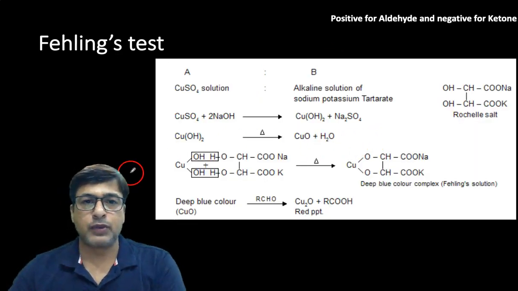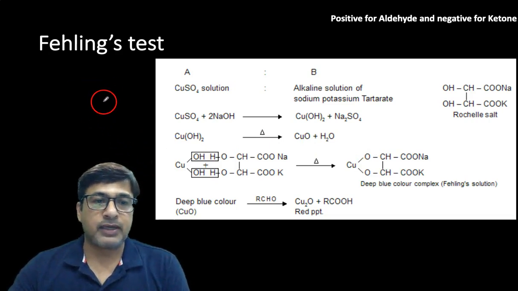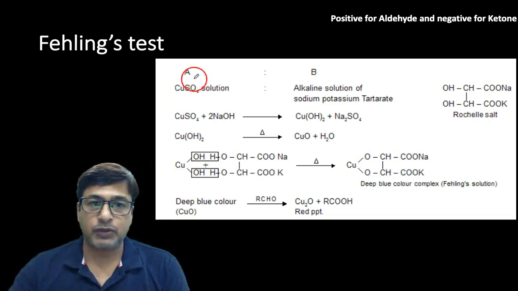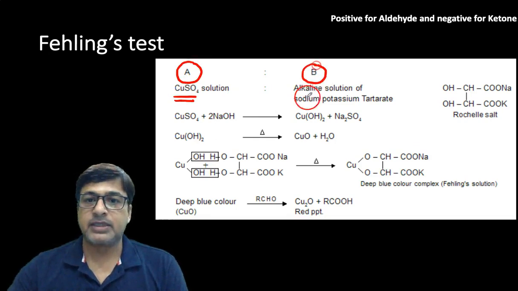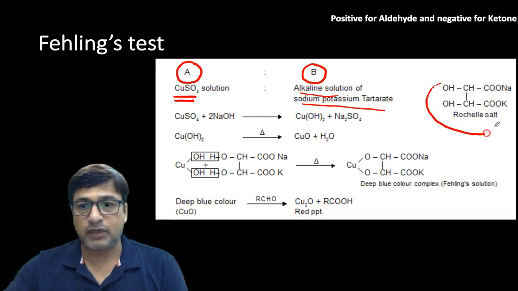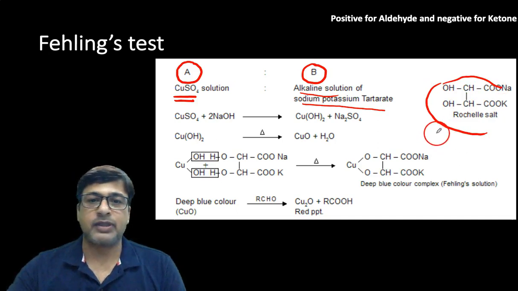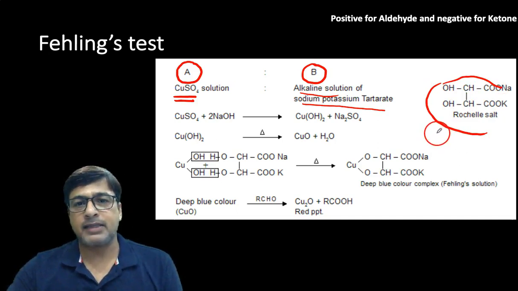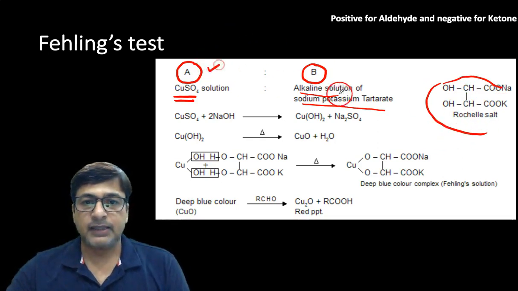Now move to Fehling solution. What is Fehling test and what is Fehling solution? As I have mentioned, Fehling test consists of two types of solution. One is Fehling A. Fehling A solution consists of copper sulfate solution. Fehling B consists of alkaline solution of sodium potassium tartrate or Rochelle salt. So this is the structure of alkaline solution of sodium potassium tartrate. It is already taken from tartaric acid because it is a salt form, so it is sodium potassium tartrate. So this is Fehling A, this is Fehling B.